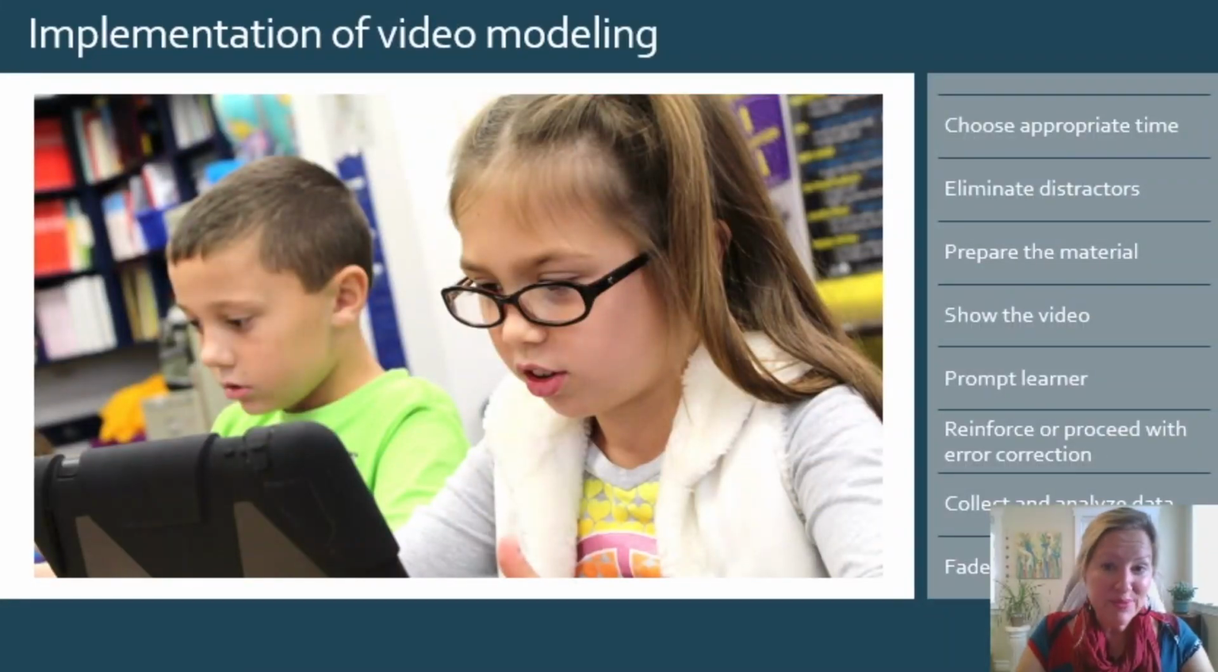When your video is ready, you can implement video modeling by using these steps. Choose the right time, eliminate distractions, prepare the materials, show the video to the learner, encourage the learner to demonstrate the target behavior after viewing the video, offer reinforcement to learners who demonstrate the behavior correctly or correct any errors that can occur, collect and analyze the data, and gradually fade video modeling. Now let's look at each of these steps in more detail.